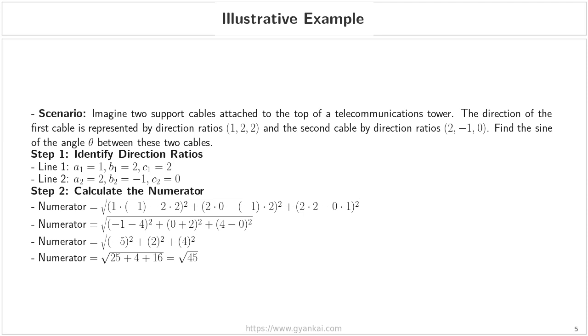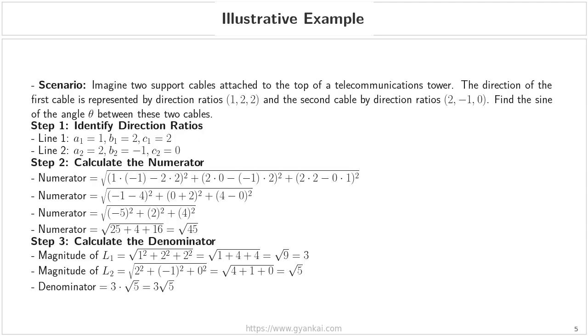This simplifies to -1 minus 4, which is -5, 0 plus 2, which is 2, and 2 minus 0, which is 2. We then square these values, giving us -5 squared, plus 2 squared, plus 2 squared. Summing these squares, we get 25 plus 4 plus 16, which results in the square root of 45.